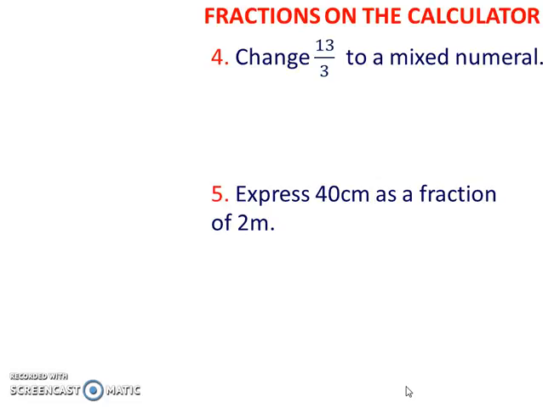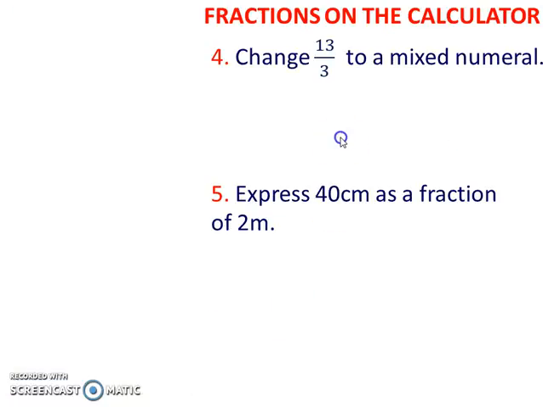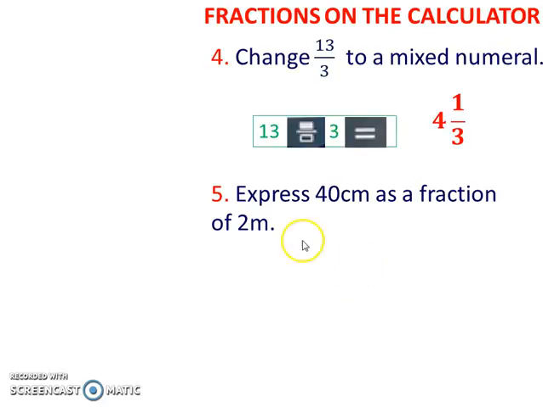Okay, the next question. So putting that into our mixed numeral, which we've already had as part of question 2, but we'll put it in. 13 over 3 equals. Now to change it to an improper fraction, I just need to press that. Oh, no, I want to put it to a mixed numeral, sorry, shift that. So you got the 4 and 1/3. Okay, and that's the answer, and that's what you press.